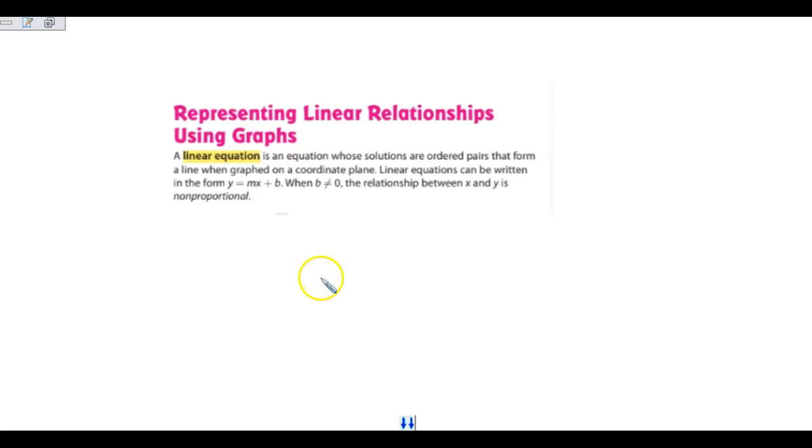Welcome back for representing non-proportional linear relationships. This time we're talking about representing linear relationships using graphs.